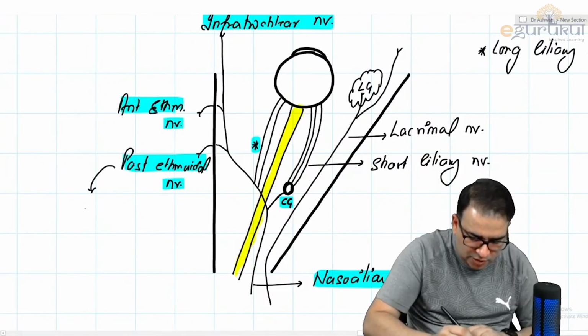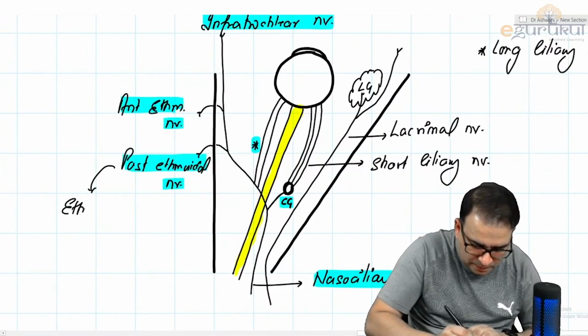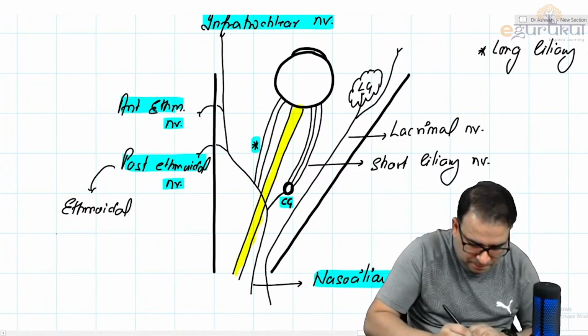The posterior ethmoidal nerve supplies the ethmoidal and sphenoidal air sinus.